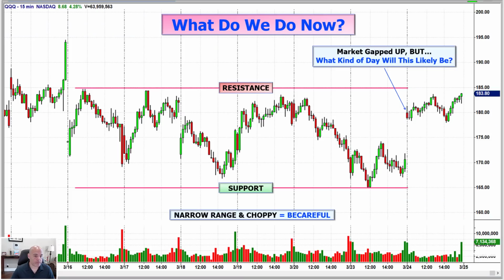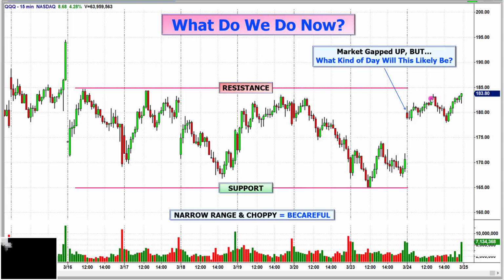Now, let's move to this. This is a 15-minute chart of the Qs, as you can see from not that long ago, a couple weeks ago. Now, what do we have? We have a range here, right? We have support at the bottom at 165. We have resistance at the top at 185. So the market for 1, 2, 3, 4, 5, 6, 7 days was in what? A range. 7-day range. And we call these inside days for the most part, right?